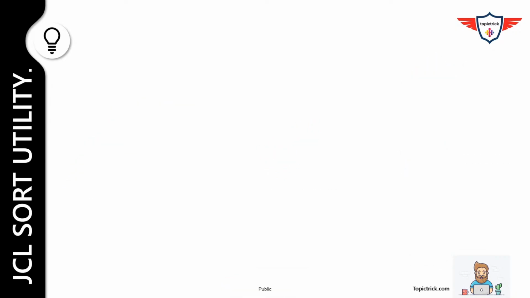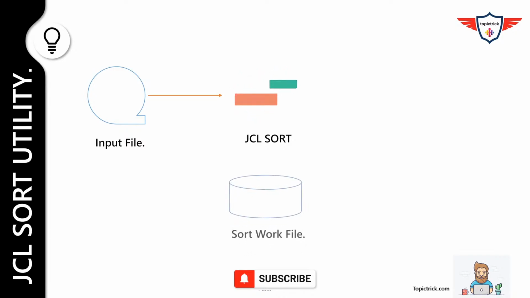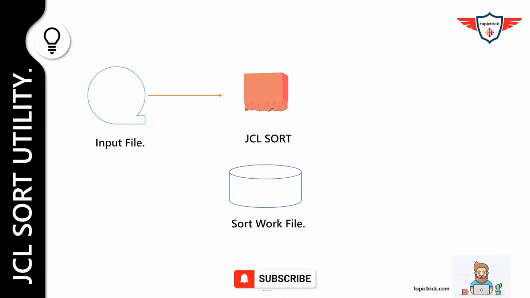Now let's go through a simple flow diagram to understand the working principle of the JCL SORT utility. As you know, the JCL SORT utility can be invoked with the help of a JCL. And whenever you invoke it, you need to provide an input file on which the different operations need to be performed. For example, if you want to extract certain records based on a criteria, or probably you want to merge two different files, right? So the input file is the one on which the operation will be performed.